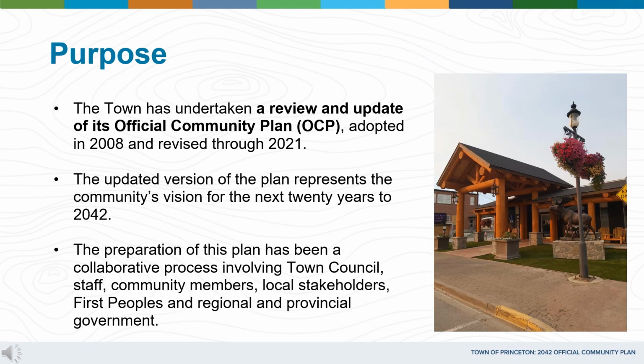In 2021, the town began the review and update of its official community plan to revisit long-range planning goals and policies that support decisions on topics like housing, parks and recreation, the economy, social issues, and the environment. The updated version of the plan represents the community's vision for the next 20 years to 2042. The preparation of this plan has been a collaborative process involving town council, staff, community members, local stakeholders, First Peoples, and regional and provincial government.